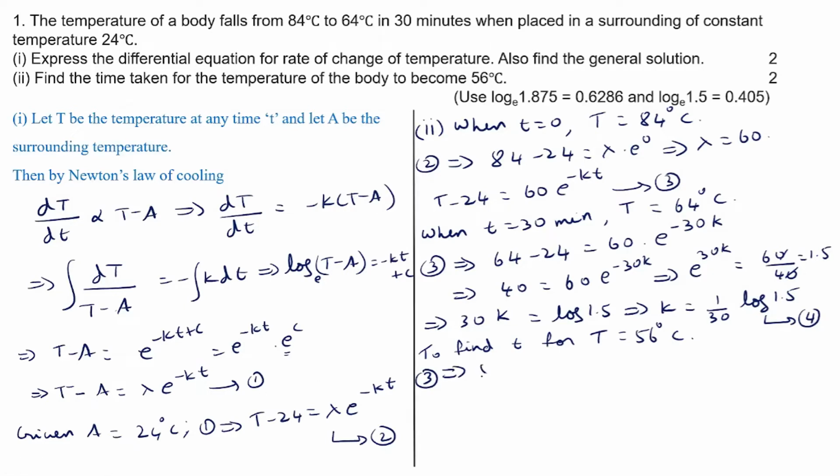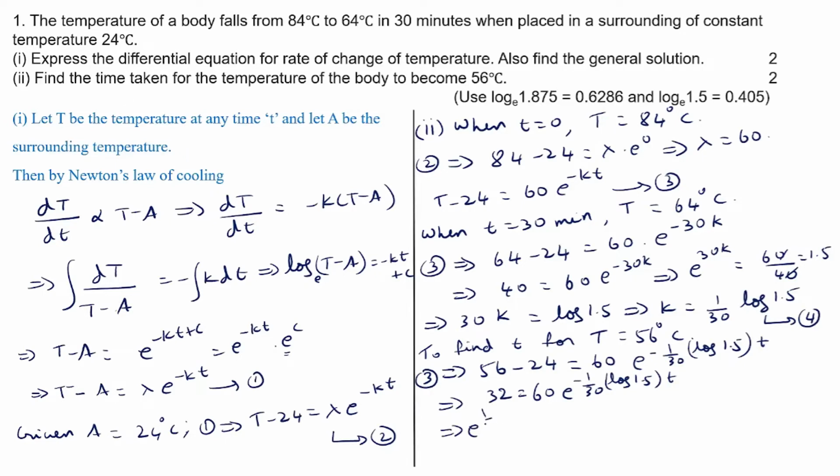Three implies 56 minus 24 equal to 60 into e raised to minus 1 by 30 log 1.5 T. So 56 minus 24, it is 32. 32 is equal to 60 into e raised to minus 1 by 30 log 1.5 T, or we have e raised to 1 by 30 log 1.5 T as 60 upon 32.